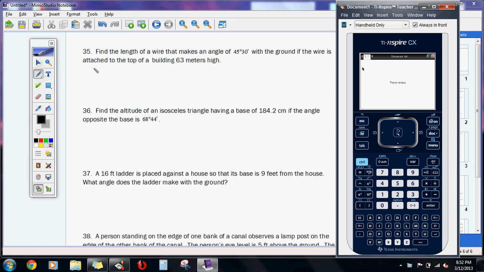Okay, we are going to finish off this review worksheet. So, looking at number 35, an angle of elevation is actually what's being described here.